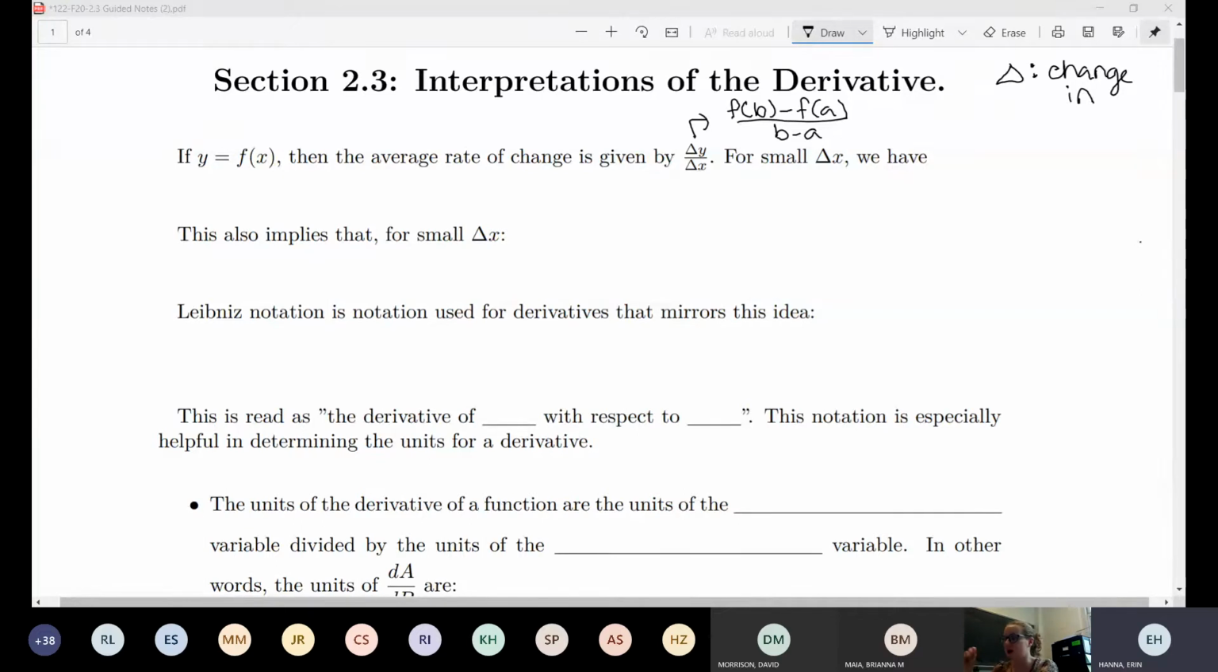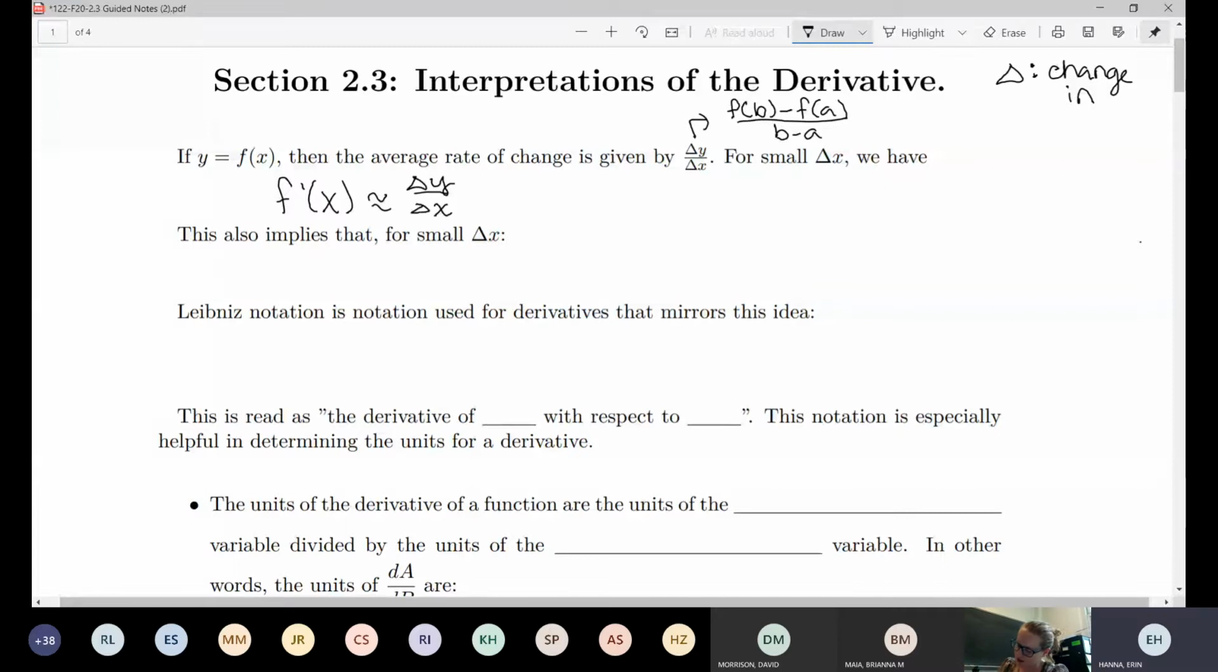That means for small x, I should say the small change in x, say the change in x is really small, like something between 3 and 3.001. If the change in x is really small, then we've already seen that the derivative value can be approximated by that change in y over change in x. That's essentially what we were doing in 2.1: taking this average rate of change for a very small change in x and estimating the derivative with it.